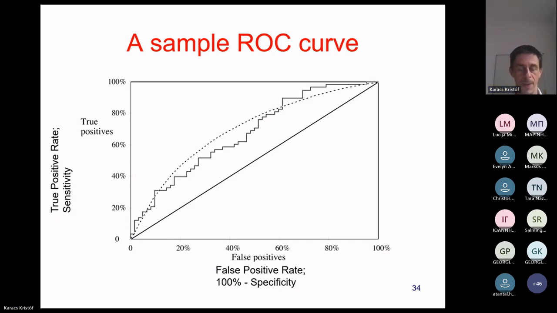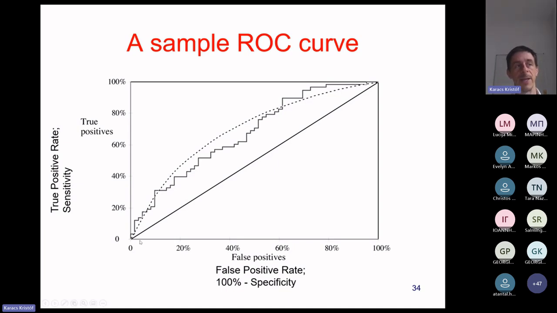Now, let's investigate a little bit what the different points on this curve mean. So, for example, if we are somewhere here, okay, let's go with this one. If we are somewhere here, then the false positive rate is actually at 20%, and the true positive rate is at 40%. So seemingly the true positive rate is much higher than the false positive rate.